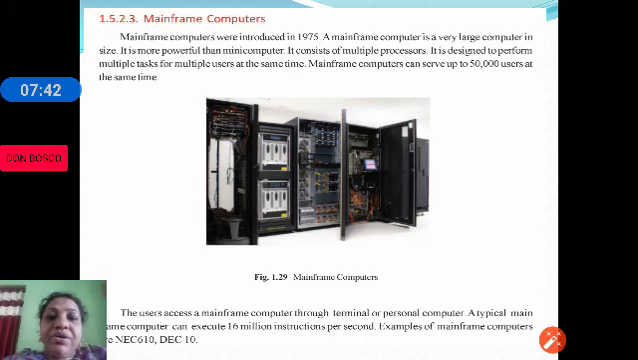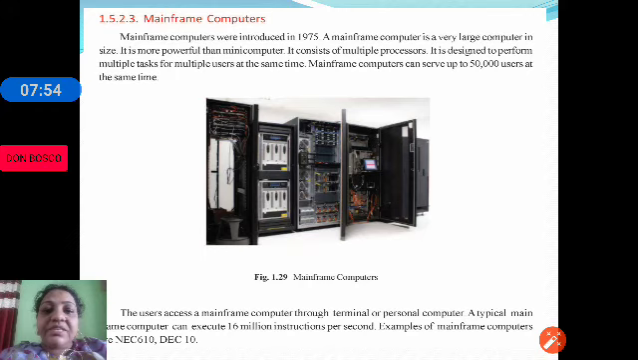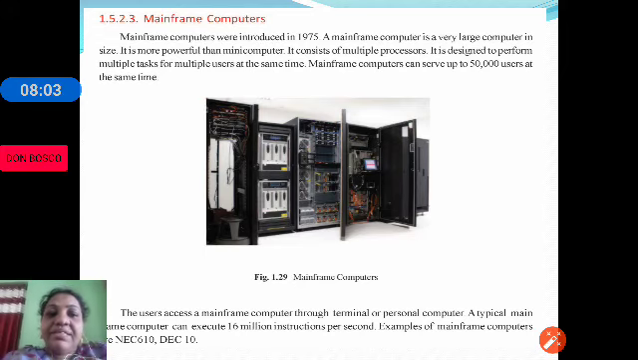A mini computer runs the program at 5 million instructions per second, but the capacity of a mainframe is that it allows 16 million instructions per second. Using a terminal, that is keyboard and mouse, there can be 50,000 users connected to a mainframe computer. For example, NEC 610 and DEC 10 are some of the examples of mainframe computers.